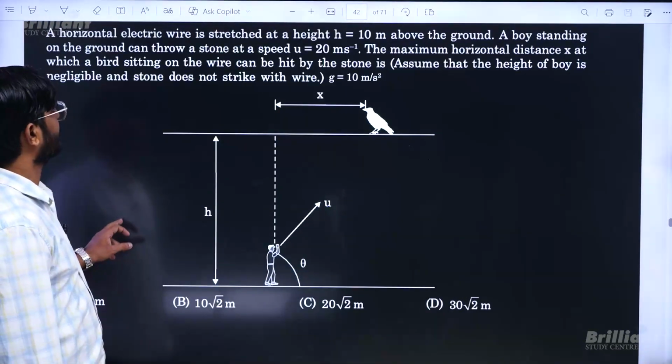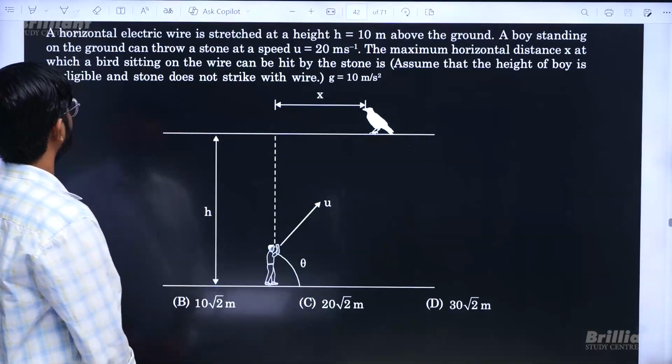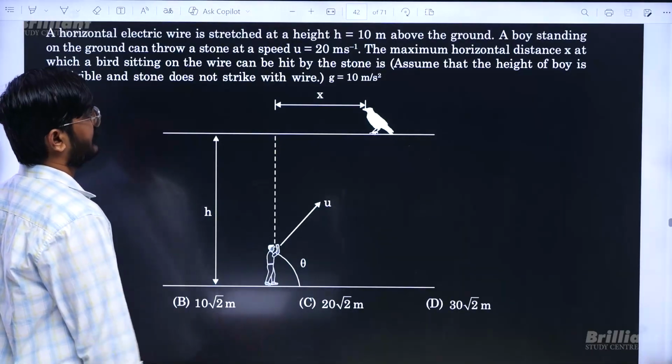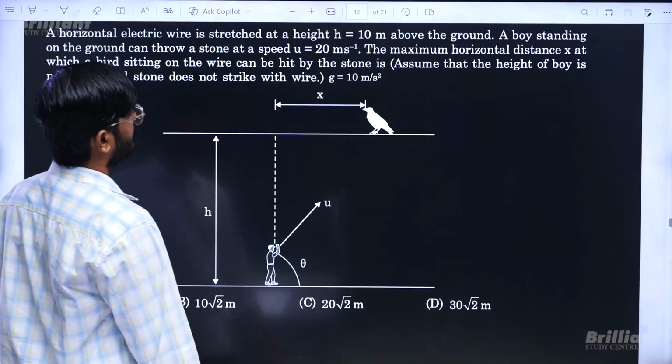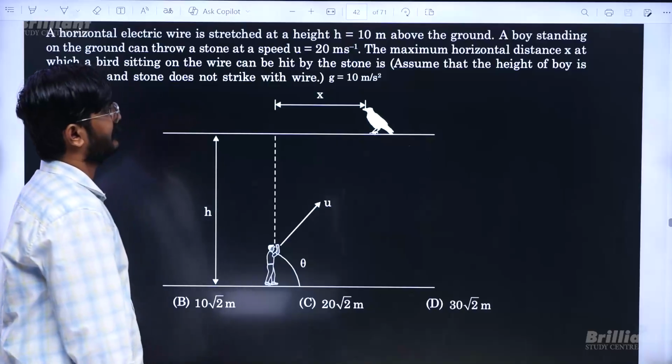A horizontal electrical wire is stretched at a height 10 meter above the ground. A boy standing on the ground can throw a stone at speed 20 units. The maximum horizontal distance x at which a bird sitting on the wire can be hit by the stone is.